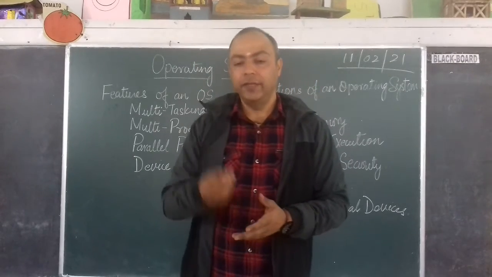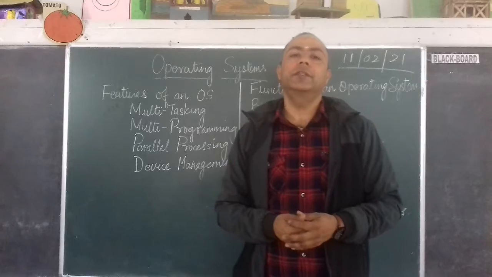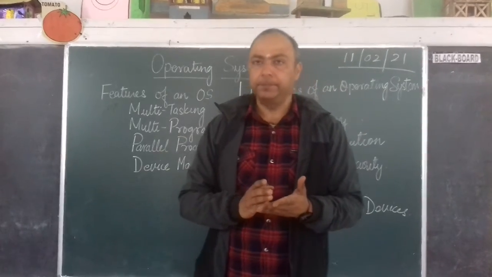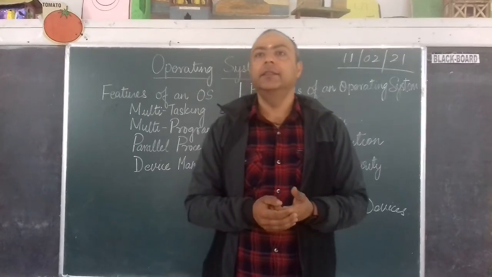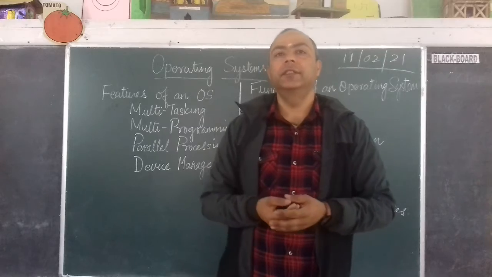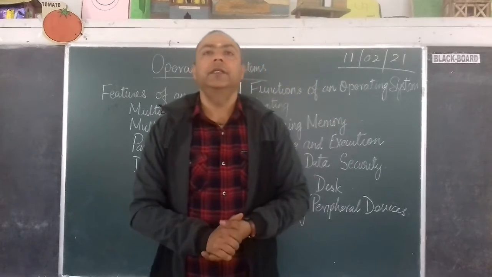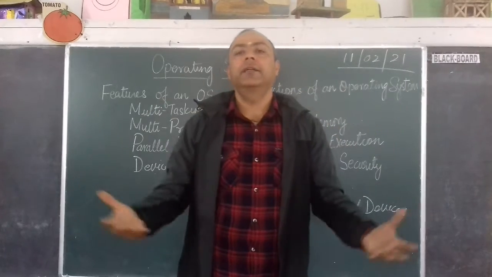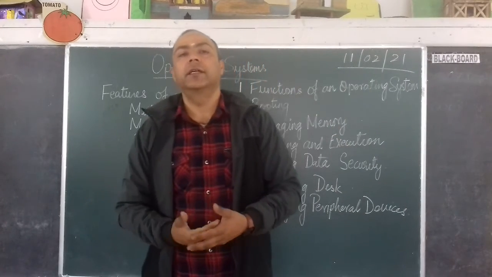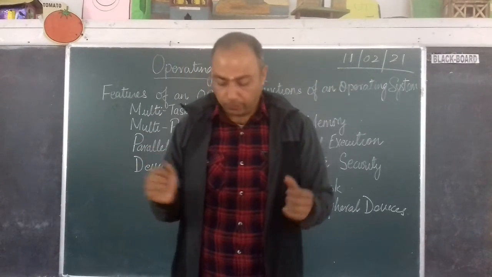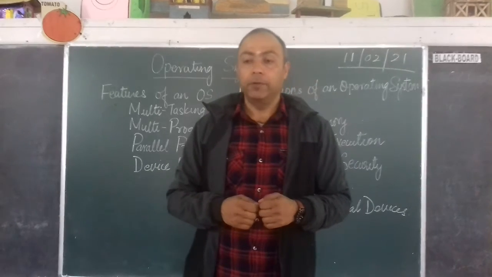You must be knowing, you can differentiate now. Input device: anything which is used to feed the data to the computer, like keyboard, mouse, scanner, barcode reader. Output devices are the devices through which we can get back the processed result, like monitor, printer, isn't it? So these input-output devices are controlled by the operating system.